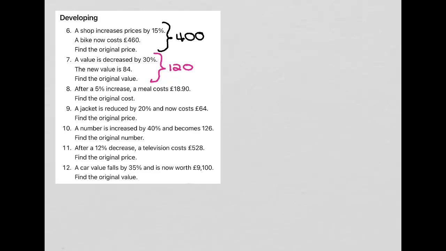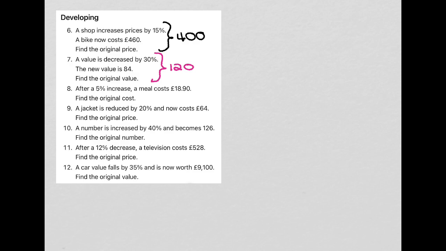Let's look at question 8. After a 5% increase, a meal costs £18.90. Find the original cost. Okay, so you've got a 5% increase. That means you're saying 100 plus. The calculation would be 18.90 divided by an increase of 5%, so 1.05, and you should get £18 on the dot.